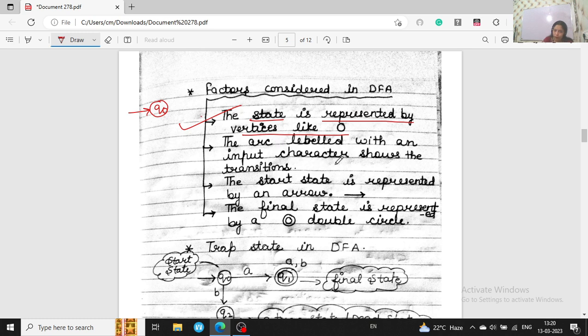The arc labeled with an input character shows the transition. If we take this symbol and write A here, that means this Q node state accepts the alphabet A. The start state is represented by an arrow. This arrow shows that it is a start state. The final state is represented by a double circle. This is a final state. Now, what is a trap state in DFA?